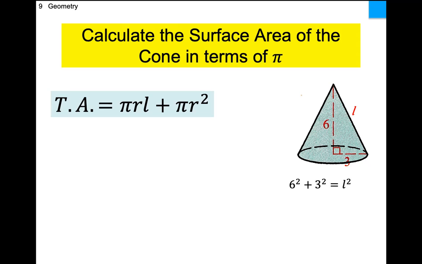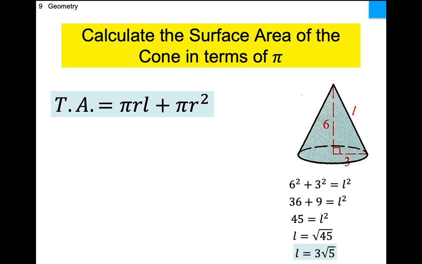We can find the slant height by using the Pythagorean theorem. Notice that right triangle there. 6 squared is 36. 3 squared is 9. 36 and 9 is 45. Square root of 45. Let's see, what perfect squares are in 45? 9. 9 times 5. So I get 3 root 5. Remember, 9 times 5 is 45. The square root of 9 is 3. So we get 3 root 5. So that's just the slant height.